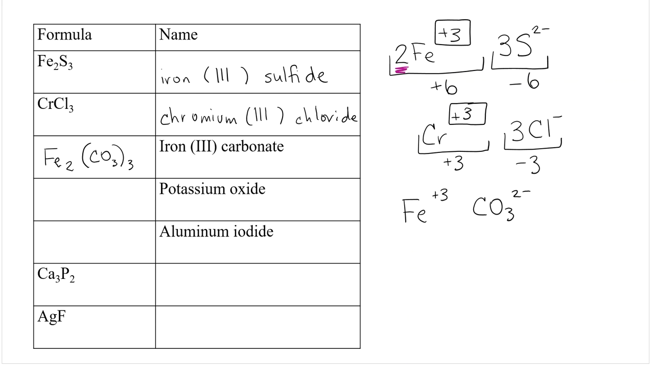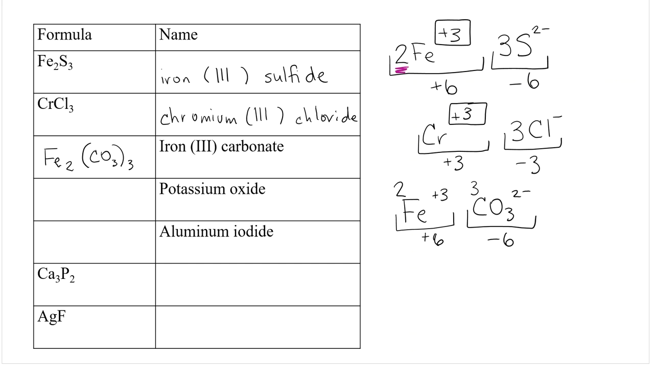How I knew that is the least common multiple is 6. So we're going to get this side down to -6. That means I need 3 of them. I'm going to get this side up to +6, which means I need to have 2 of them. So it's Fe2, and then in parentheses, CO3, with a subscript 3. That's telling me that I need 3 of those things that function as a unit. So 2 iron ions and 3 carbonate ions, the whole thing together. Good?